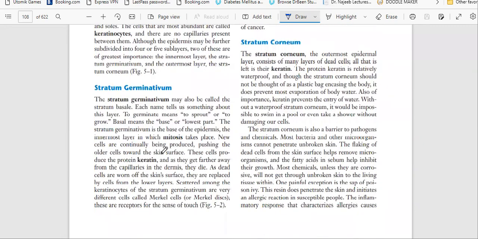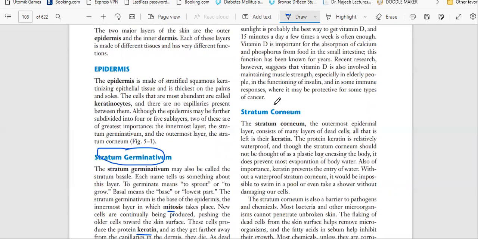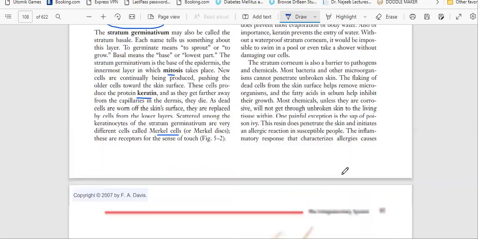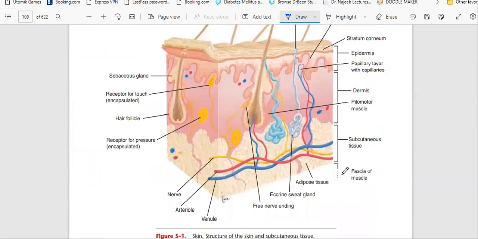Everything happens in the stratum germinativum. Mitosis occurs there, and keratin is there, Merkel cells are there. Merkel cells send signals from the outer environment to the inner environment. And we have stratum corneum. Whatever dead cells are there will be replaced by the stratum germinativum. So these are the things we studied.